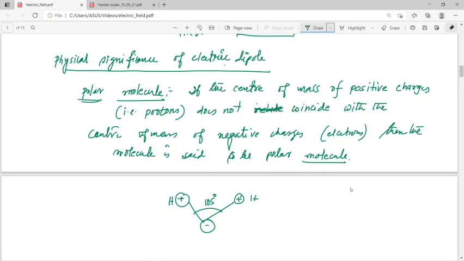So electric dipoles are very important for the study of the electric behavior of ionic solutions. Electric dipole is one of the important significances, very important for the study of the electric behavior of ionic solutions.